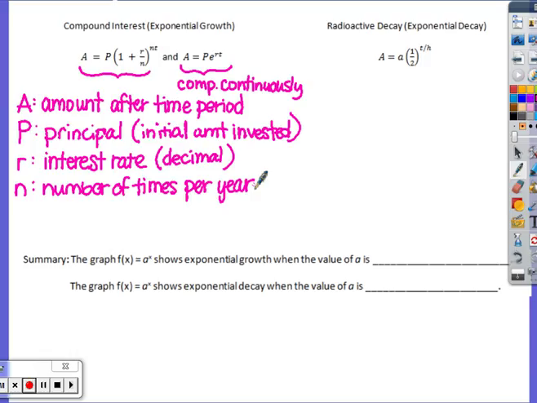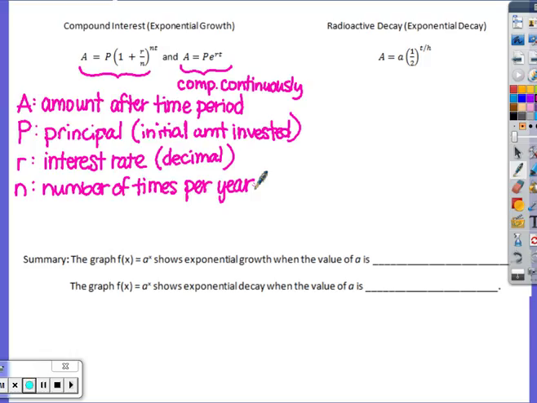So if I told you your interest was being added monthly, N would be 12. Weekly? Careful. Maybe you need to jot this down. How many weeks are in a year? 52. Okay. All right. Daily? 365. Unless it's a leap year. Right. So 365 or 366. Okay. Am I missing anything?